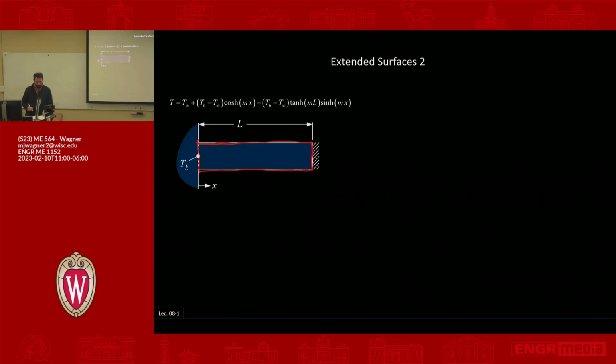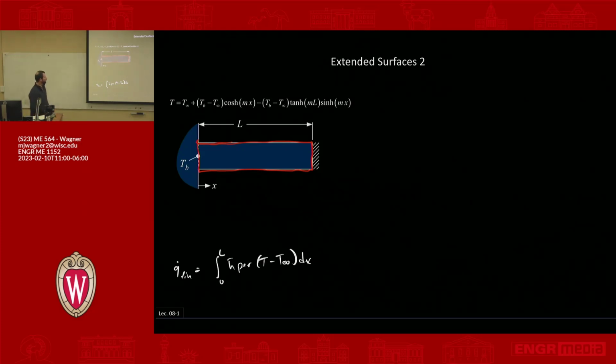Yes. So that would be option 2, and we'll say Q dot fin is equal to the integral from 0 to L of h bar perimeter (T minus T infinity) dx. So I could take my temperature expression and integrate that and get some solution. That's a valid way to do this. It's also kind of a pain to do.